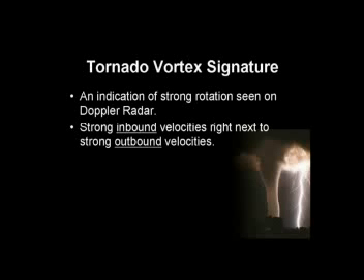Our tornado vortex signature will be exactly that. It will be an indication of rotation that can only be seen on Doppler radar. And the way you're going to be able to tell that there's rotation going on is there's going to be strong inbound velocities right next to strong outbound velocities. By inbound I mean they're heading towards the radar dish. By outbound I mean they're heading away from the radar dish.